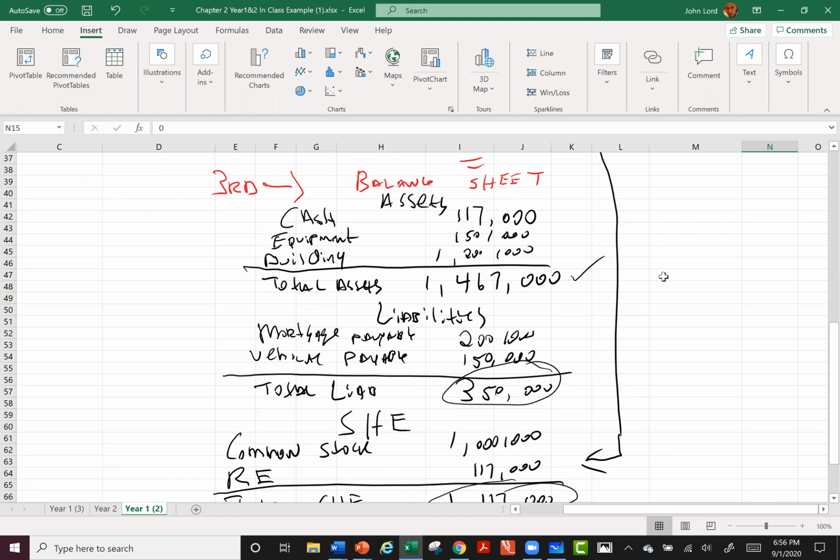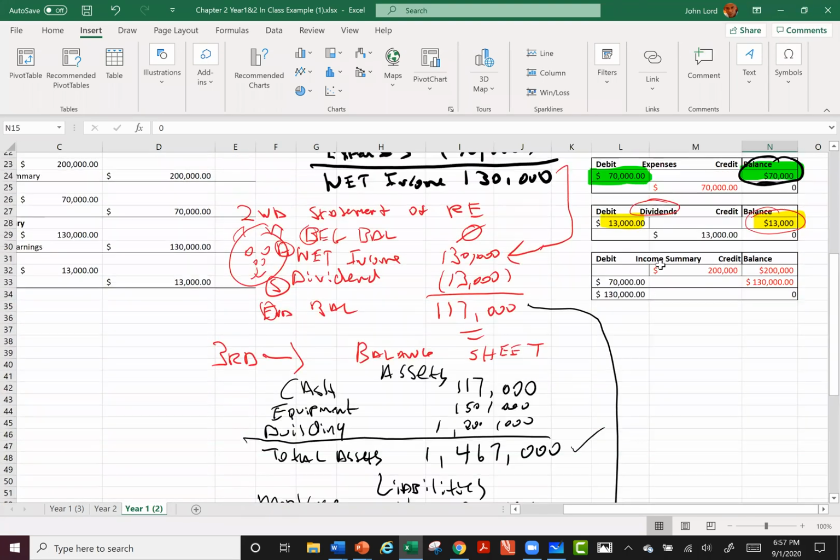So if you want to know how much cash you have, look at your bank statement on your online banking. That's how much cash you actually have. This is telling you how much cash you had at December 31st. Okay. That makes sense. Thank you. Okay, good.